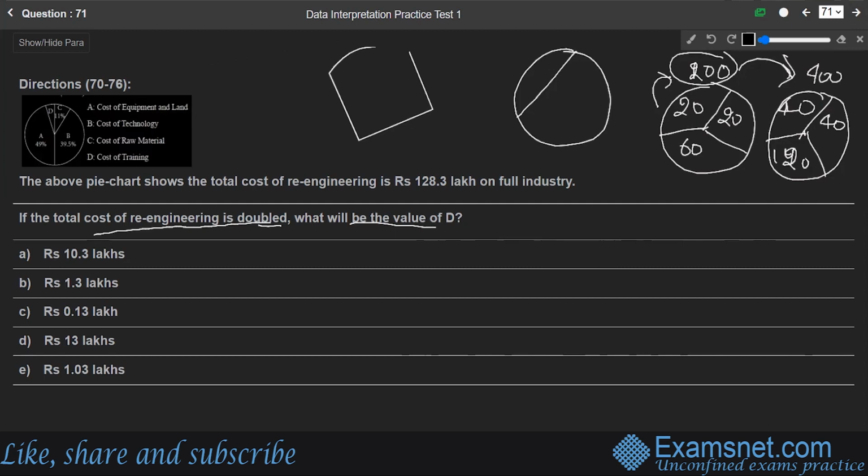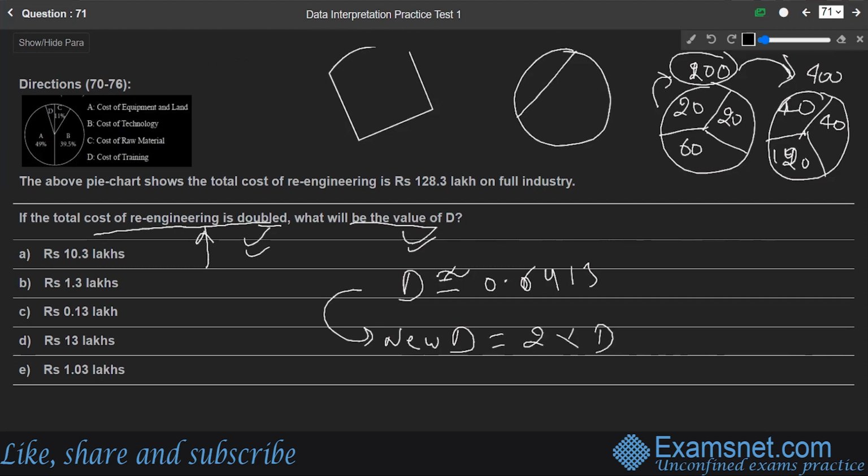According to this concept, if the total cost of re-engineering is doubled, what will the value of D be? The earlier value of D, which we calculated in the last question, came out to be 0.6413. The new D will be twice the old D. So 0.6413 into 2 is close to 1.28, or approximately 1.3 lakhs. That is available in option B, which becomes the right answer.